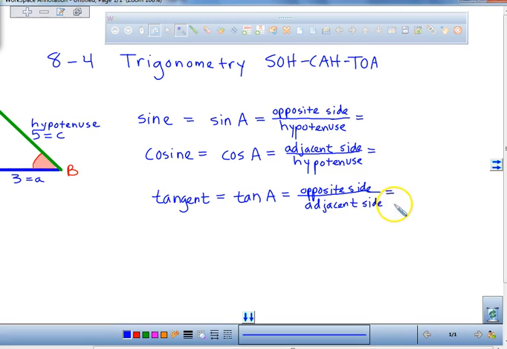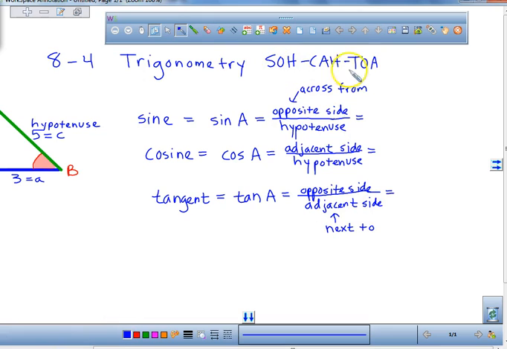Now, everybody, you need to know the difference between the vocabulary words opposite and adjacent. Opposite means across from. So think about somebody being across from you as the opposite. Adjacent. Think of the words next to. Okay? Across from is different than next to. All right, so right now, the opposite side.